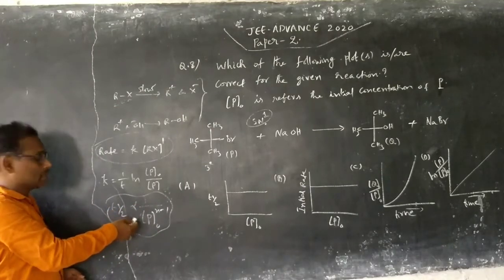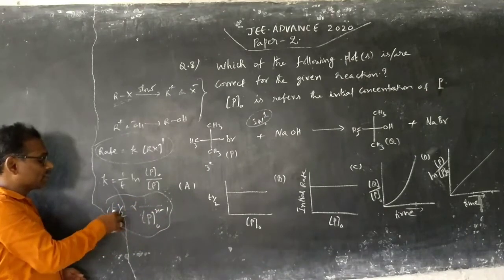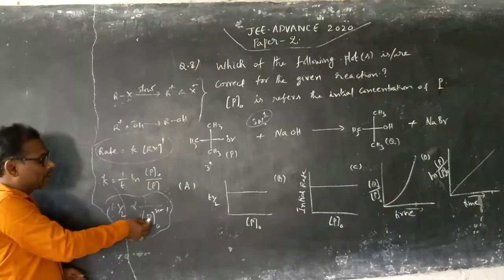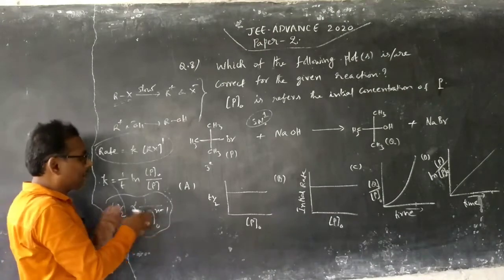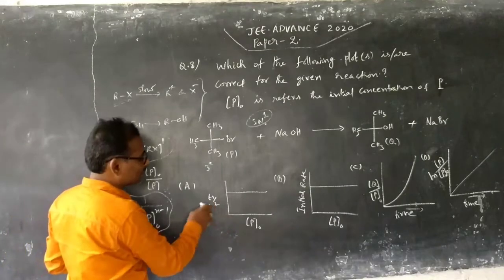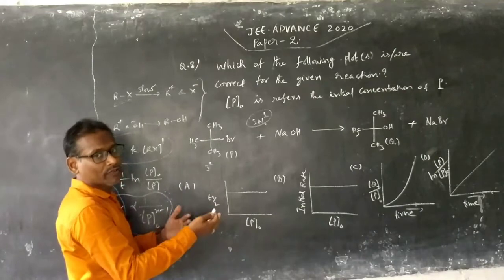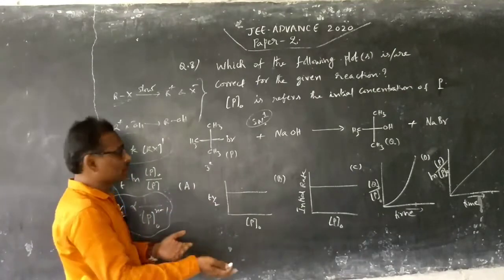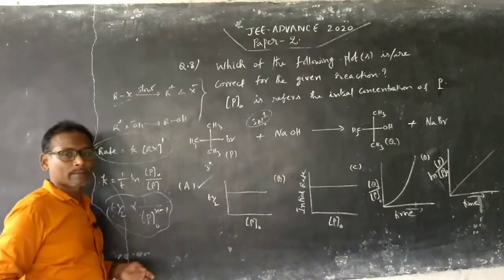As per this derived equation, which gives the relation between half-life period and initial concentration of the reactant, both are independent. That's why this graph says that even if we change the initial concentration of the reactant, the half-life doesn't change. So this graph explains that, and this is the correct graph.